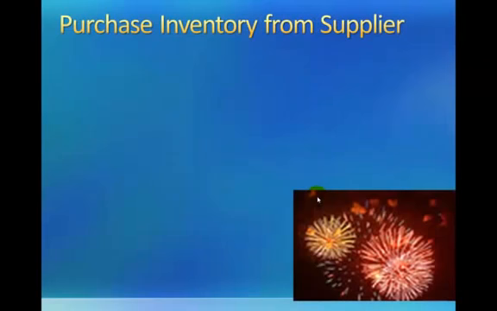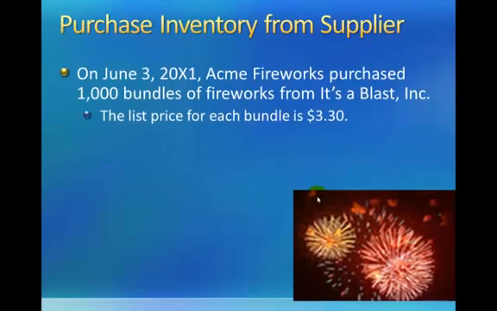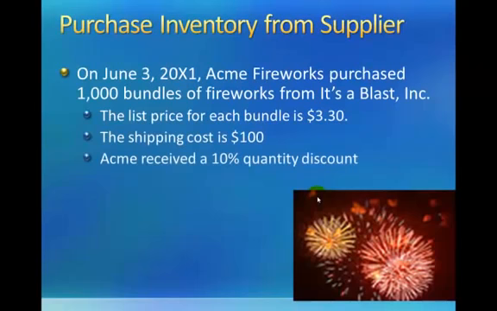We'll start with purchasing inventory from the supplier. We have an example where on June 3rd of year one, Acme Fireworks purchased 1,000 bundles of fireworks from It's a Blast Inc. The list price for each bundle is $3.30. The shipping cost is $100. Acme received a 10% quantity discount, and the payment terms are 2/10, n/30.